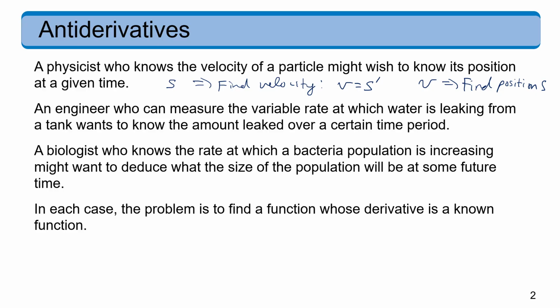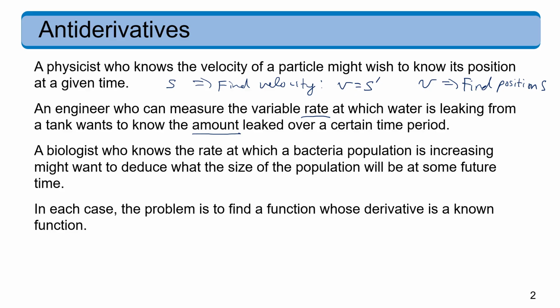The second example, an engineer who can measure the variable rate at which water is leaking from a tank wants to know the amount that leaked over a certain time period. So notice what they're starting with. What they know is a rate, which is a derivative. And they want to go backwards from the derivative to the actual amount. So again, you need an antiderivative to do that.